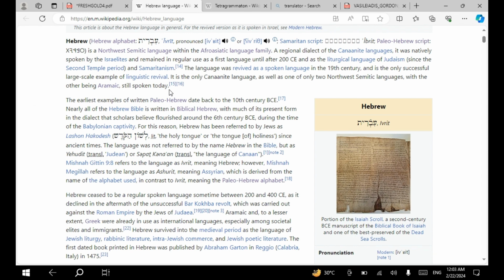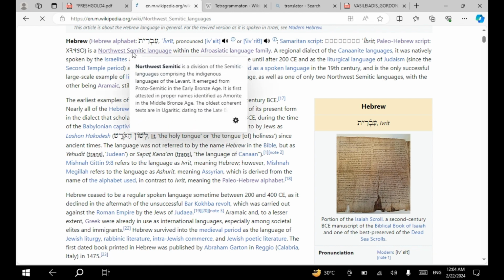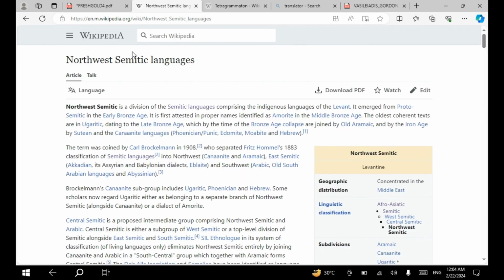And I'm here to prove to you that the Northwest Semitic language, what do we mean by Semitic? Semitic is what we know as dark. We dark people can be anti-Semitic. We are the Semitic ourselves. Are you understanding me? We are the Semitic ourselves.